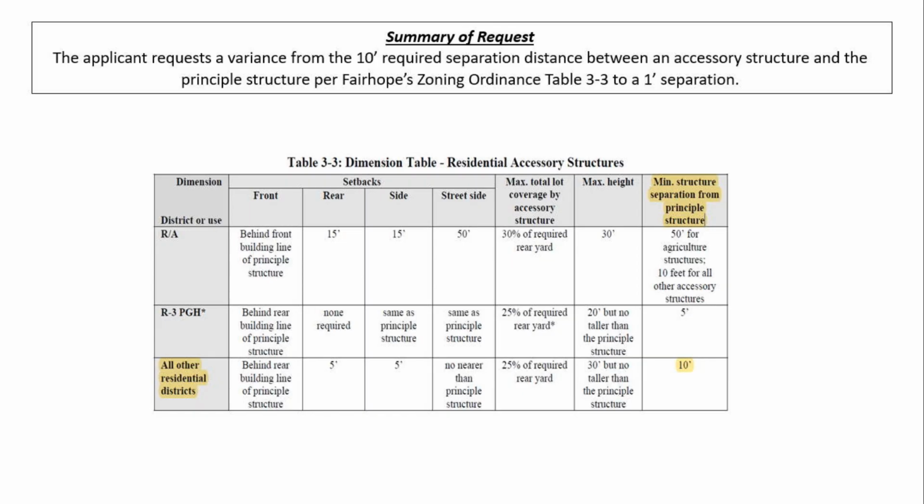The applicant is wanting to put in a pool at their house, and they're requesting a variance from the 10-foot required separation distance between an accessory structure and the principal structure, per Fairhope zoning ordinance Table 3.3, to a 1-foot separation. I'll explain the pool being an accessory structure in just a second. Below is the dimensions table right out of the zoning ordinance, showing where the 10-foot separation is required.